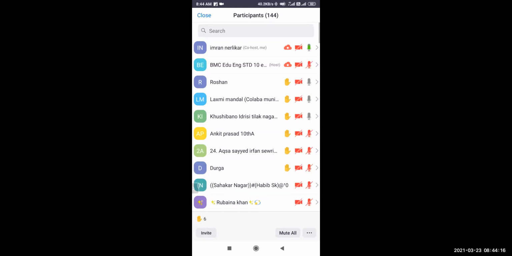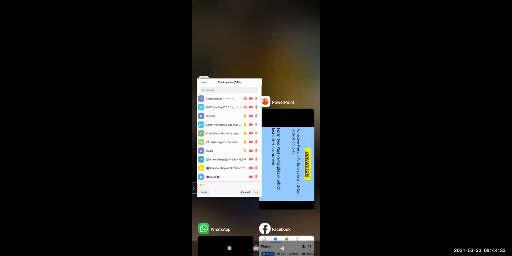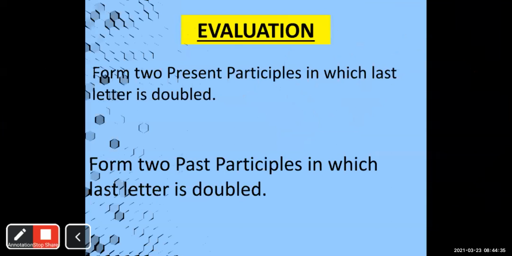Okay. Now past participle. Example of past participle. Written. W-R-I-T-T-E-N. Written. Okay. Then one more. Controlled. Right. Both are right. Very nice. I hope you have understood this. Now please mute yourself.